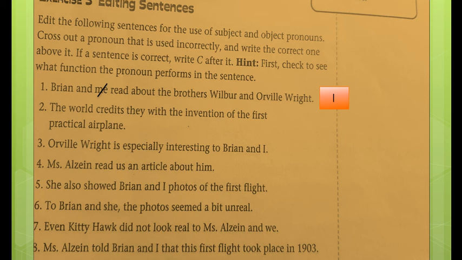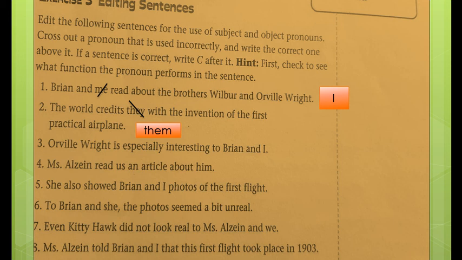Second sentence: The world credits they with the invention of the first practical airplane. So the world credits they. What is this? It's a direct object. Whenever you have a direct object over here, you cannot write they. It's not a subject. It should be an object pronoun. So they is written in an incorrect way. The correct one should be them. If I read the sentence once again: The world credits them with the invention of the first practical airplane.